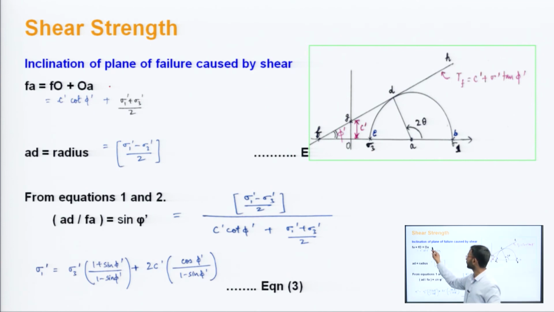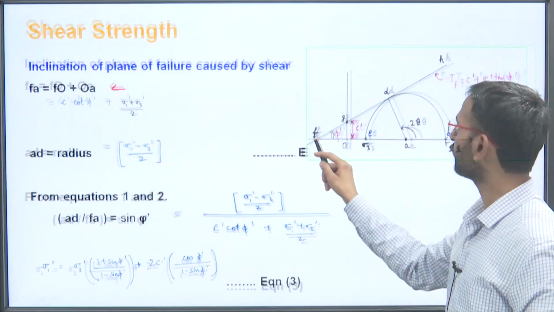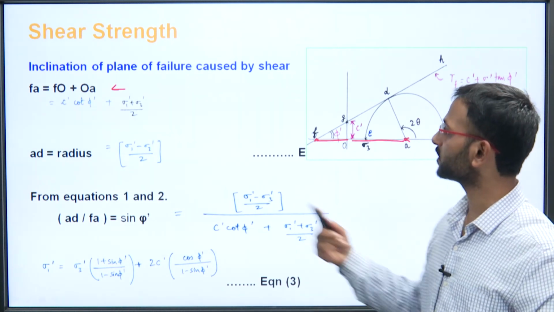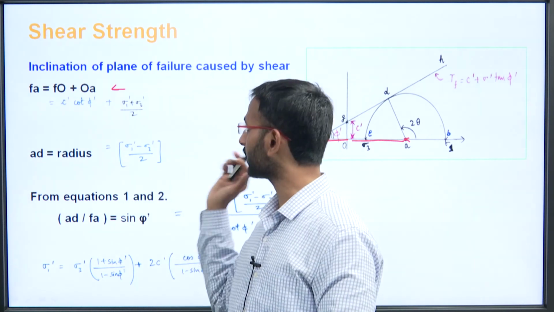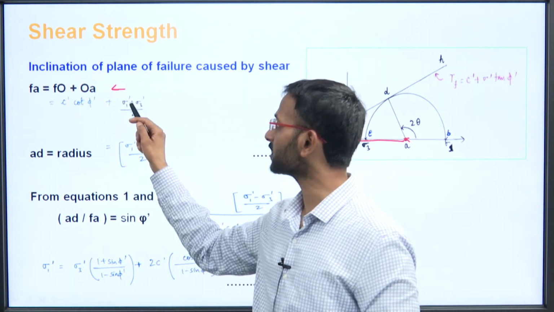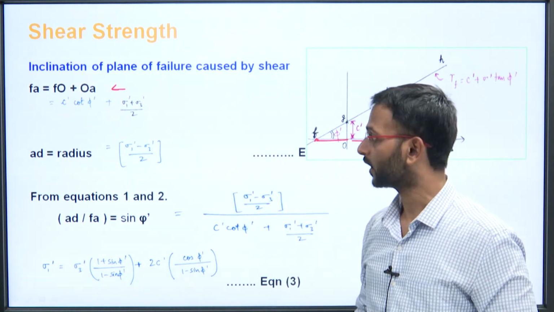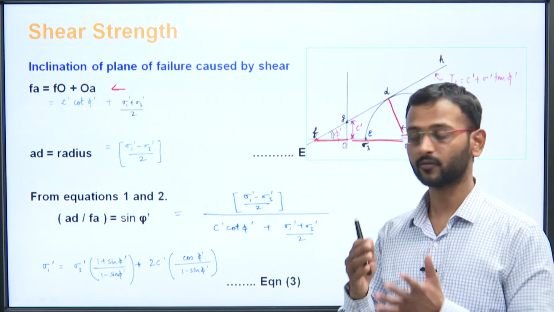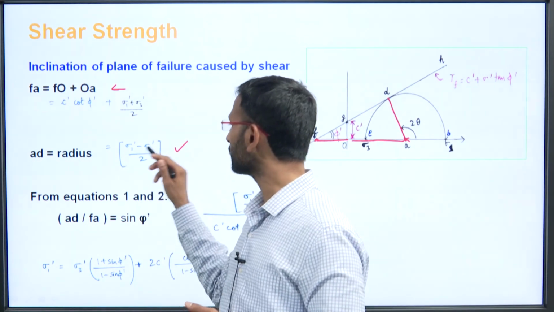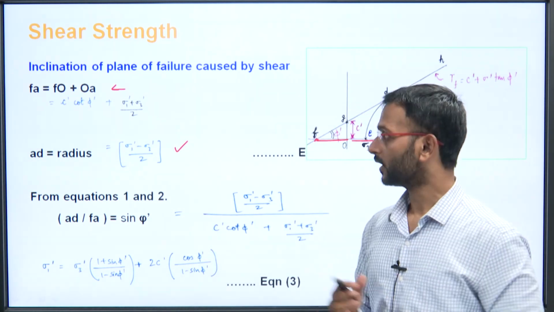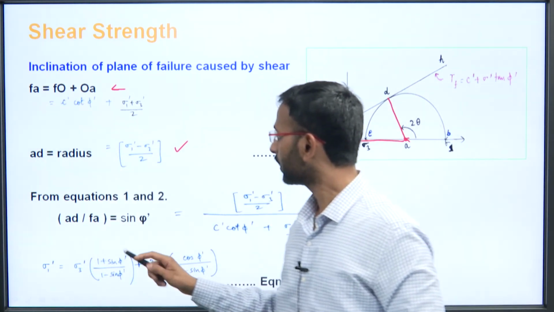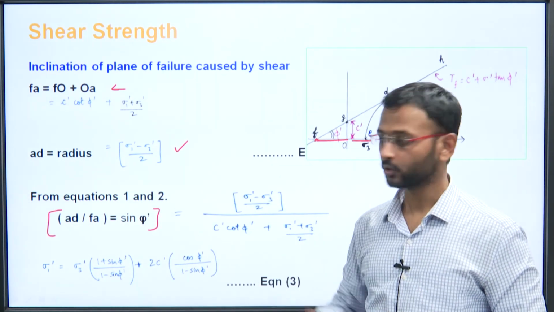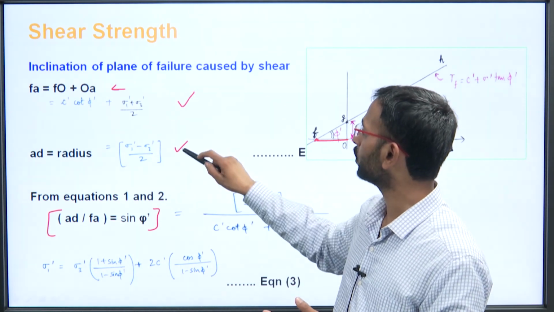FO plus OA, we can simply say, you can see in the figure there, this entire FA is equal to FO plus OA, you can simply find out by using the triangles there: c dash cot phi dash plus sigma 1 dash plus sigma 3 dash by 2. And the radius, that is what? AD, this AD is nothing but the radius on the failure plane which you are discussing there. So, this is sigma 1 dash minus sigma 3 dash by 2. Now, in the previous equation you have already found out that AD by FA is equal to sin phi dash. You have got FA also, you have got AD also.